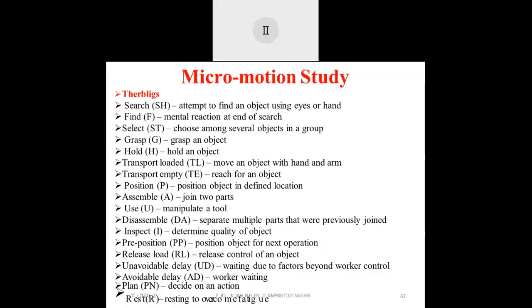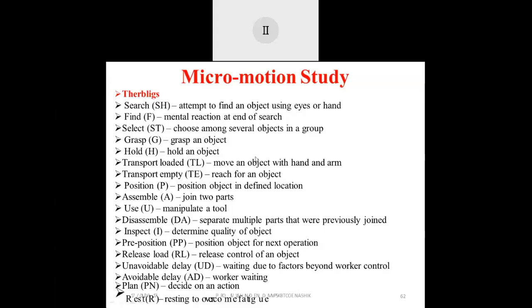The next Therblig is find: the mental reaction at the end of search. What will be our mental reaction after searching? What is our outcome from that search? That comes under the find Therblig. Then next one is select: choose among several objects in a group. You find objects and decide to keep them, and from those searches we choose the objects which are required at that particular moment. So this comes under select.